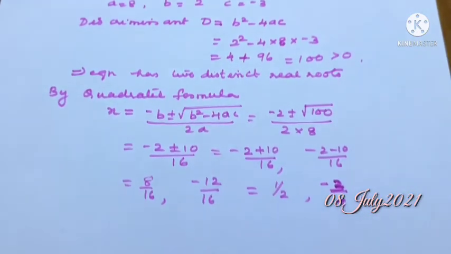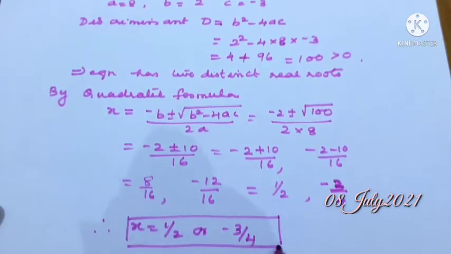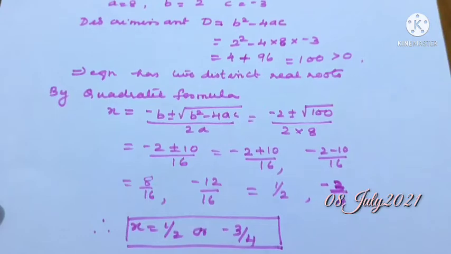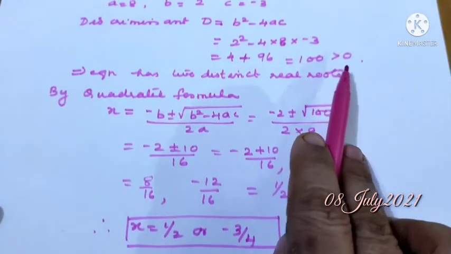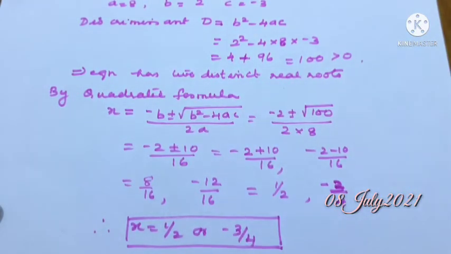So what are the values for this one? The roots are 1 by 2 and minus 3 by 4. x equal to 1 by 2 or minus 3 by 4. In the question it is asked whether real roots exist or not. So by D greater than 0, we got that the equation has two distinct real roots. So we have to find out which are the roots.